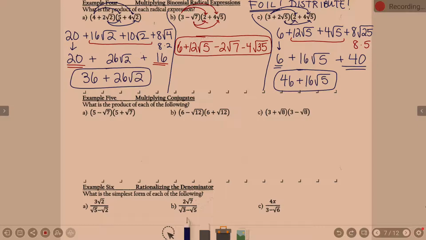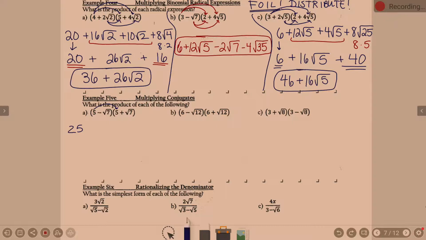Now, how do you think we multiply 5 minus square root of 7 times 5 plus square root of 7? We're going to FOIL again? Is it a binomial times a binomial? Yep. Here's the deal, though. Because they're conjugates, good things will happen. So, let's practice here. What's first? 5 times 5. 5 times 5 is 25.